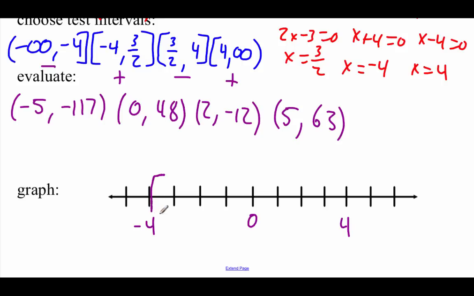Square bracket on the negative 4, since that's what our interval has on it. Now 3 halves is at like 1.5, so I'm going to go halfway between 1 and 2, put another set of square brackets, and shade between there.